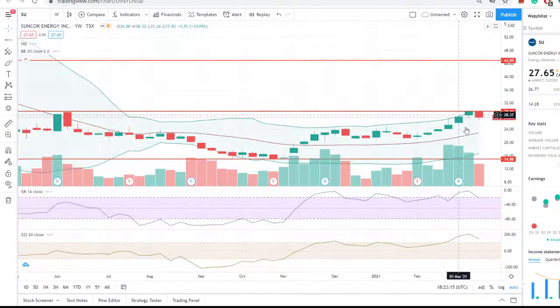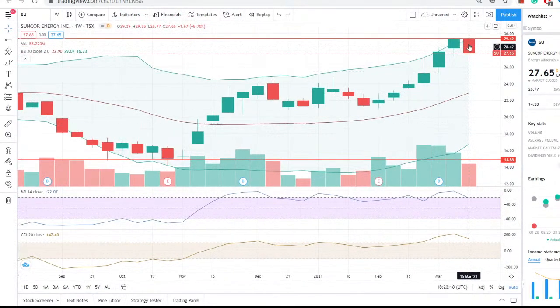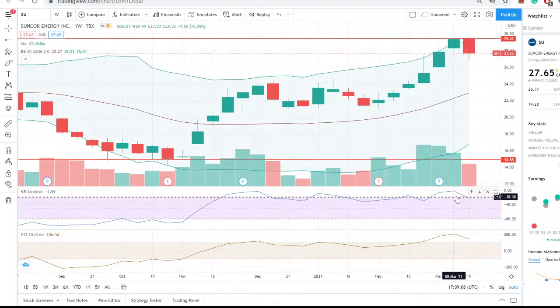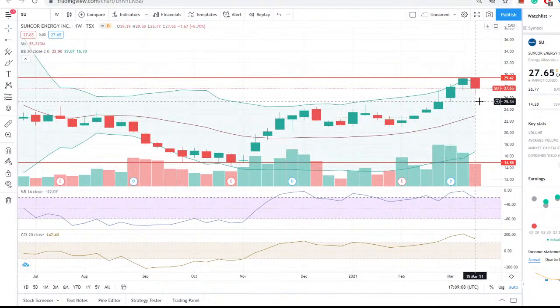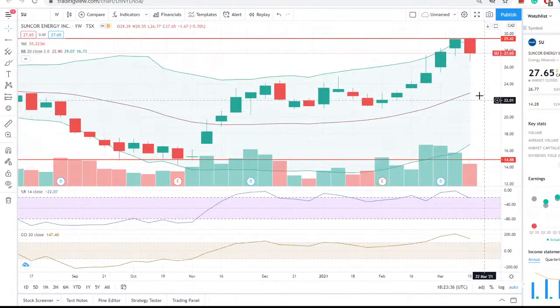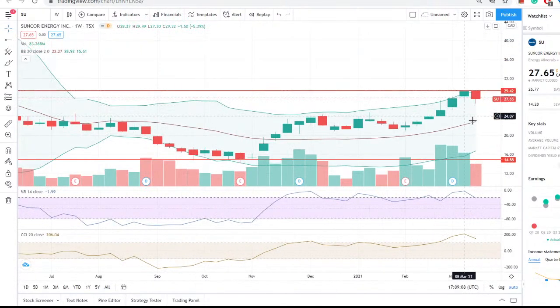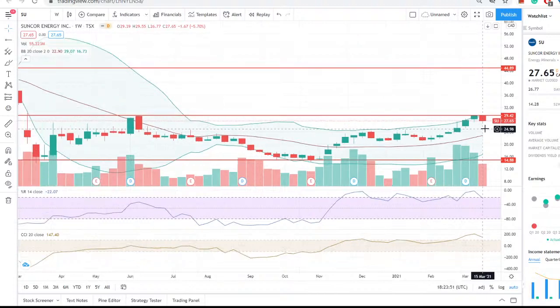If we see the weekly chart, there's a red candle which is supported by Williams R and CCI downward. Though the mid Bollinger Band and lower Bollinger Band are up, you can see some correction for SU, and this price of 24 may become support before it moves further up.